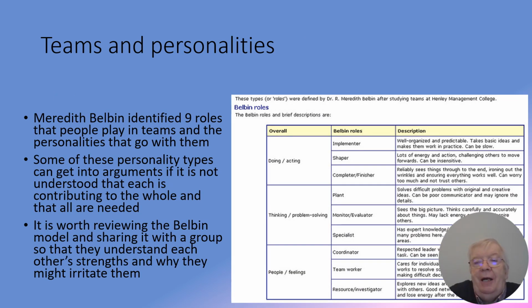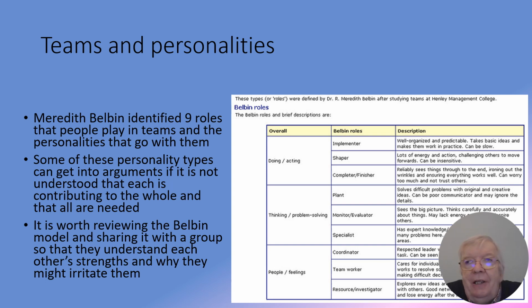And even good leadership in that circumstance will find it hard to deal with these kinds of conflicts. There's just one thing I'm throwing in here, not to go through in too much detail, but for you to be aware of. A person called Meredith Belbin identified 9 roles that people play in teams and the different personalities that go with them. And sometimes the conflicts or disagreements that arise are because people within a group are more likely to be occupying or playing a particular role.